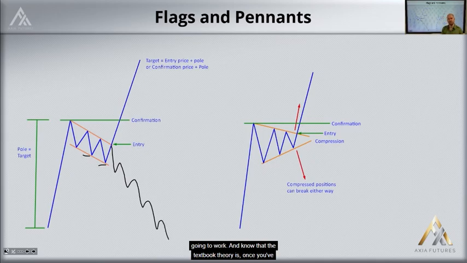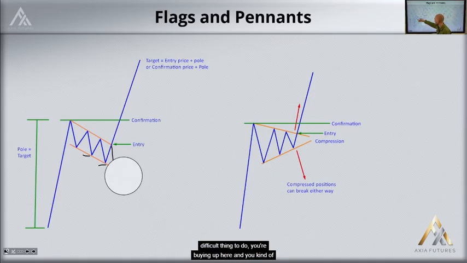I know that the textbook theory is once you've fallen 50% of the pole, the initial move up, that's where the trade won't work. But in practice, this is a difficult thing to do. You're buying up here and you kind of have to have this arbitrary 50% point on the way back. It's not necessarily a definable stop. So you then need to adapt the way you execute the trade so as to give yourself a more defined stop. That's the way you need to think about it.